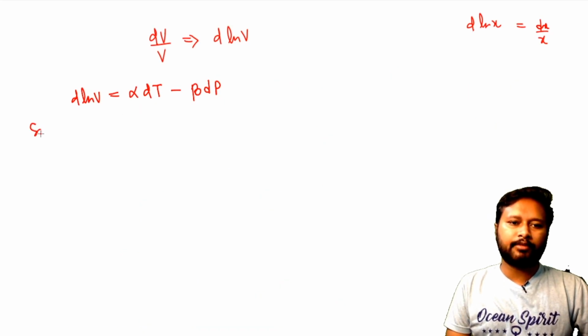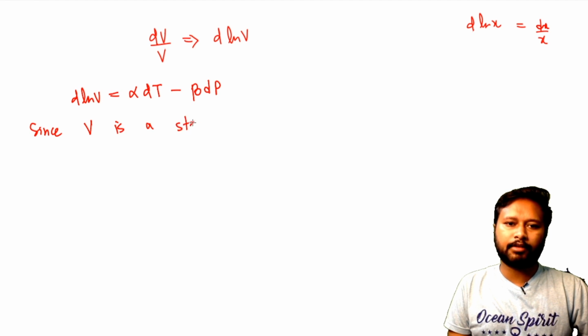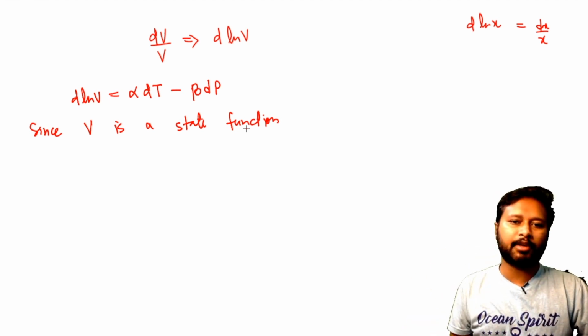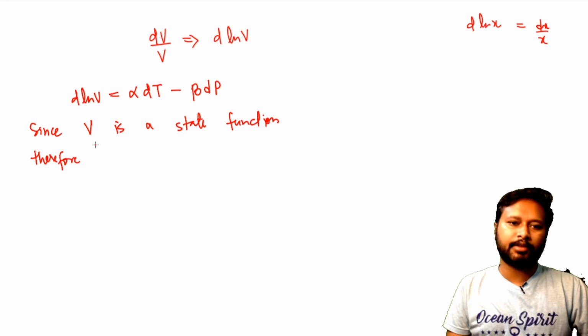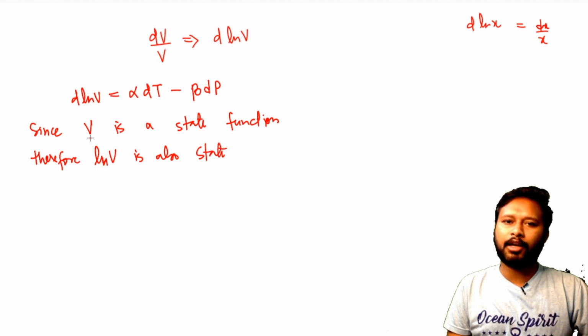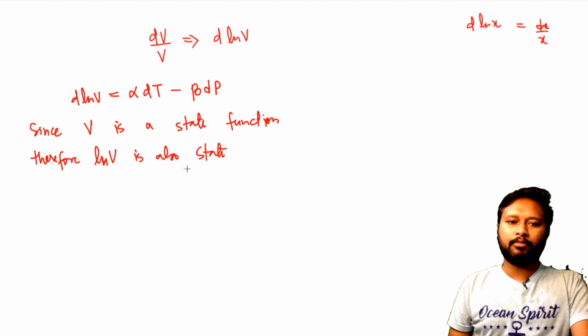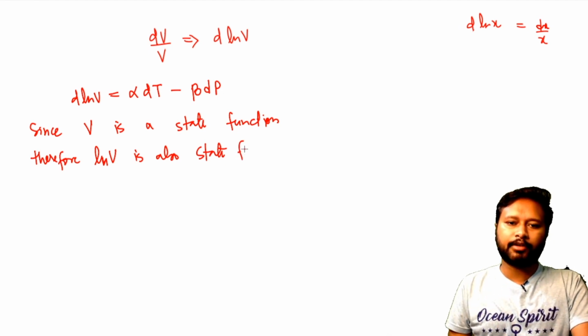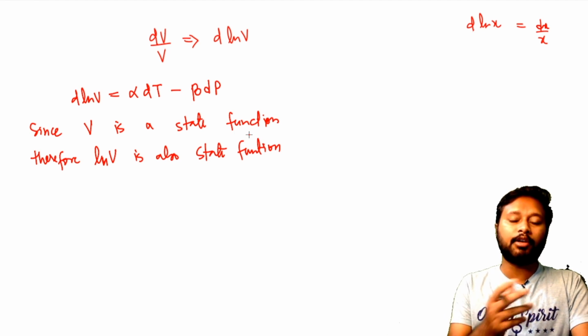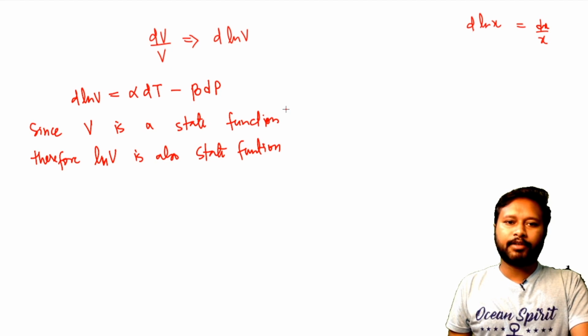Now, since volume is a state function, it follows Euler's reciprocal theorem. I'll explain simply what Euler's reciprocal theorem says. Since V is a state function, therefore ln V is also a state function, because ln is just a mathematical function which is operated on volume. So if volume is a state function, ln V should also be a state function, and that's why Euler's reciprocal theorem should be applicable on it. So what does it mean? If you have seen Euler's reciprocal theorem, it goes like this.